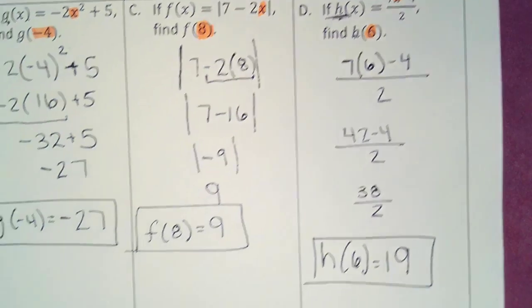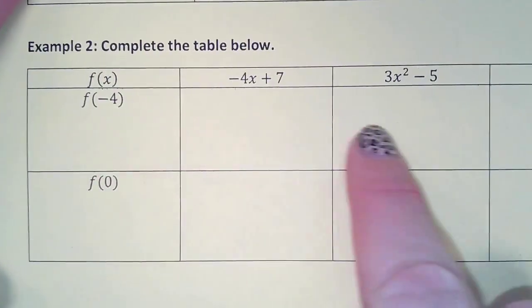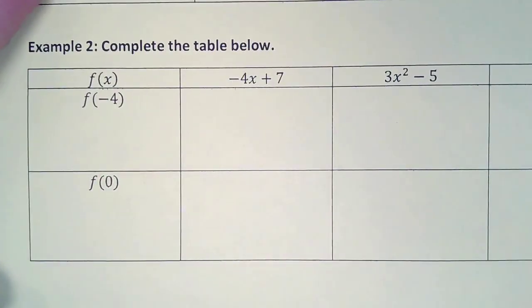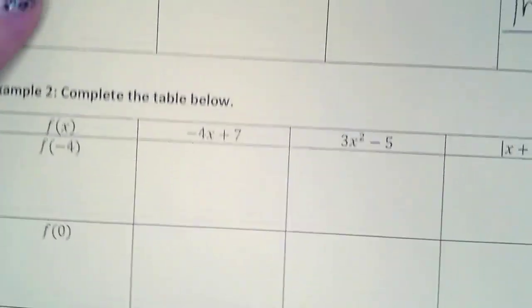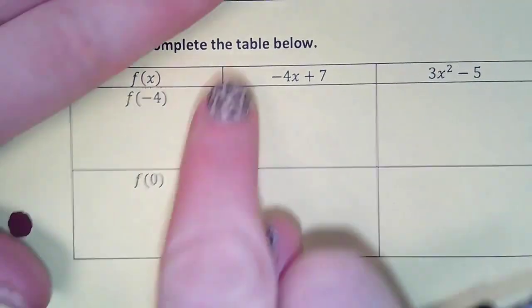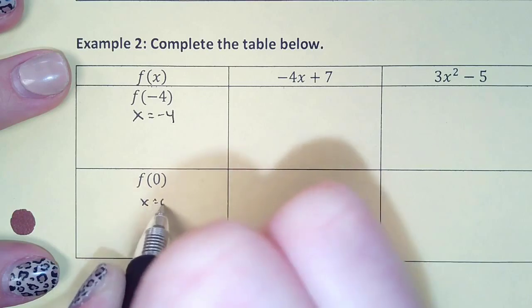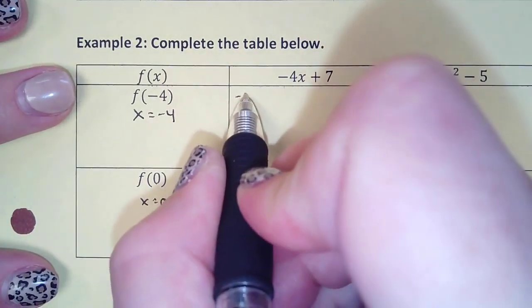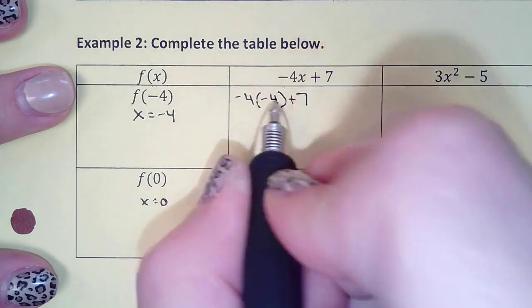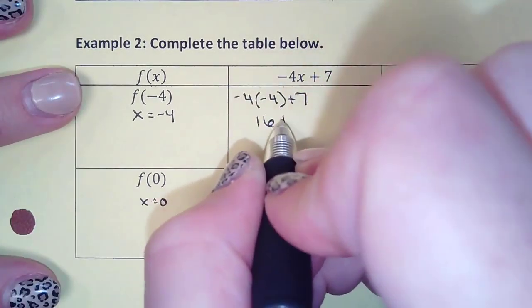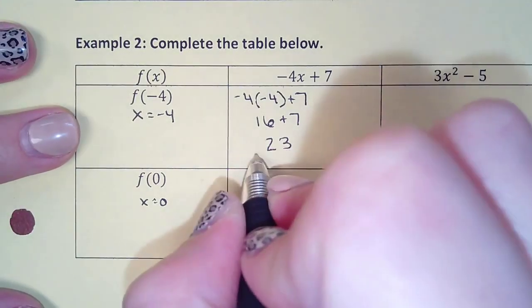Okay, the next part is just completing the table. Across here, I'm going to find f of negative 4 and then f of 0. And I have 3 different functions. So first, let's do the first column. This is saying when x equals negative 4, what happens? When x equals 0, what happens? So negative 4 times negative 4 plus 7. Negative 4 times negative 4 is 16, plus 7. 16 plus 7 is 23.